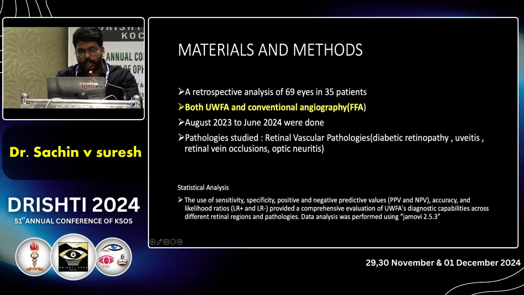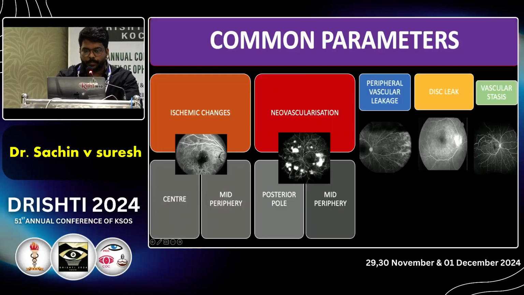The pathologies studied were retinal vascular pathologies. The common parameters we included were ischemic changes in the central and mid-periphery, neovascularization in the posterior pole and mid-periphery, peripheral vascular leakage, disc leak and vascular stasis.